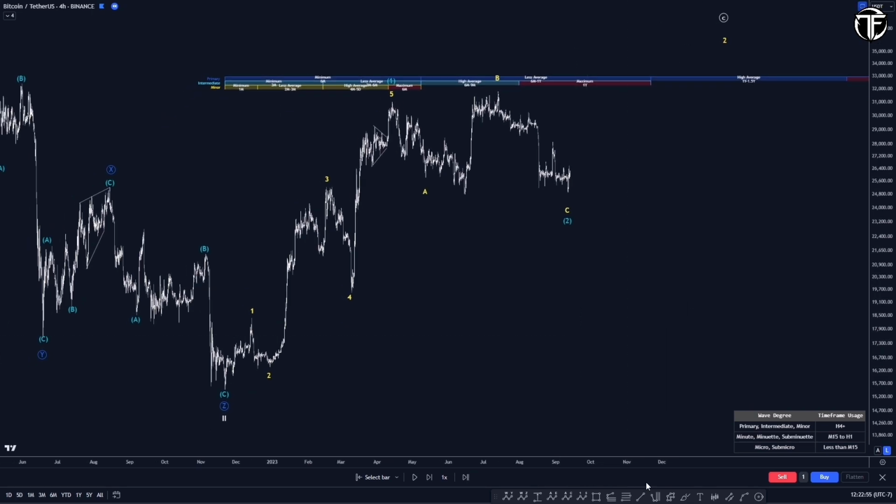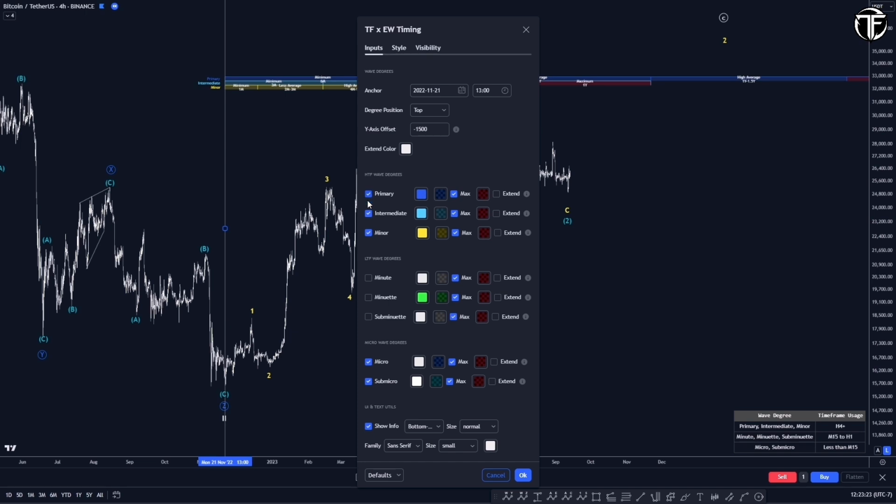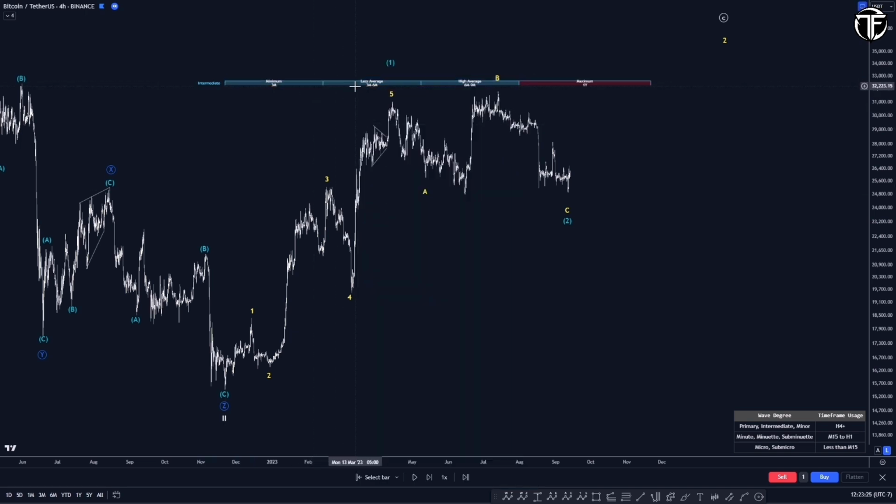So essentially, there was a few ways that we were looking at this move up. Number one, we were looking at it like this, a 1, 2, 3, 4, 5. Or number two, we were looking at it like this, a 1, 2, 3, 4, 5. Regardless, we were looking for the structure to end somewhere around this zone for an intermediate wave 1. We were looking at an intermediate wave 1. This was our primary expectation.